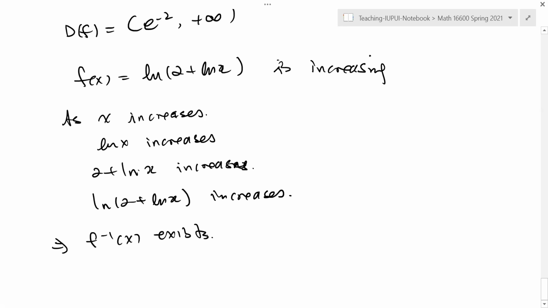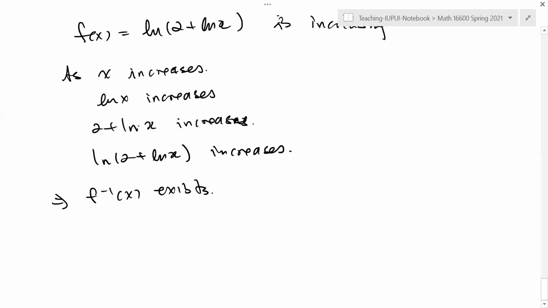Now, sometimes you're not able to find the formula for the inverse, but at least you can still tell the inverse exists. It's just a special number, a special function, right? Which cannot be expressed in terms of elementary functions. But sometimes you can, okay?